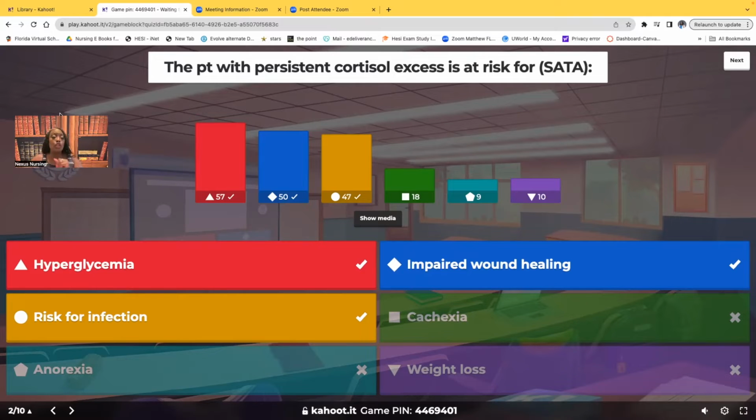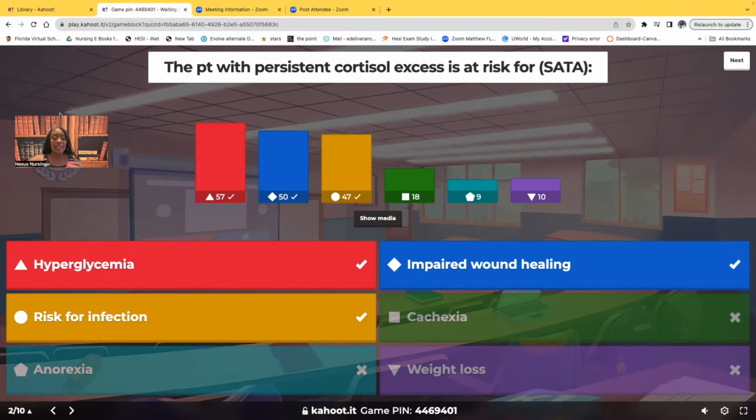But let's come back to what we're talking about here, the patient with persistent cortisol excess. This patient with Cushing's, we're going to see the blood sugar go up. We're going to see the patient have poor wound healing, and we're going to see the patient at risk for infection. What we're not going to see is cachexia.